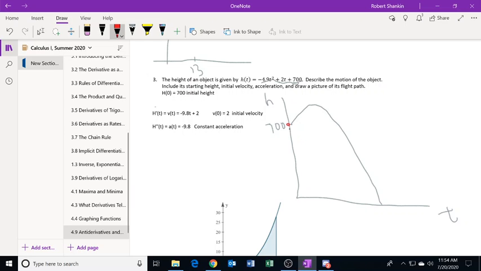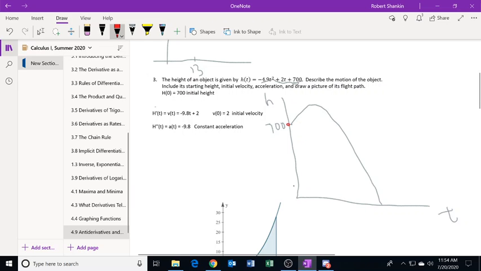So since it's a downward parabola, wouldn't it go underneath the 700 height? Eventually it's going to. But it was thrown up initially with a 2 meters per second initial velocity. So it does go up for a little while. Okay, it's kind of a tricky question.